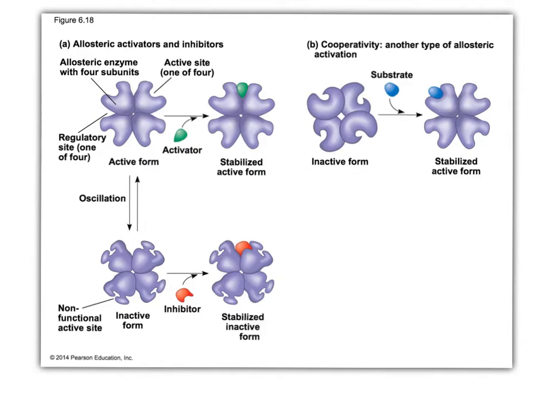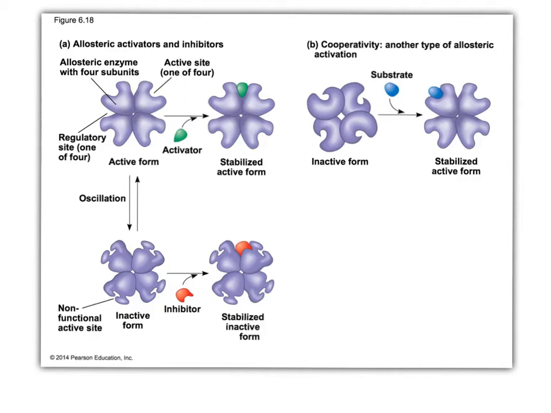How many regulatory sites are on that enzyme? 4. Do you think, Beth, optimal activity will occur when only one of those sites is bound? No. Optimal activity will occur when all 4 of those regulatory sites are bound by an activator. Now, all 4 active sites can bind the substrate, and optimal or highest activity will occur. All right. B, cooperativity. It's another type of allosteric regulation. All right.